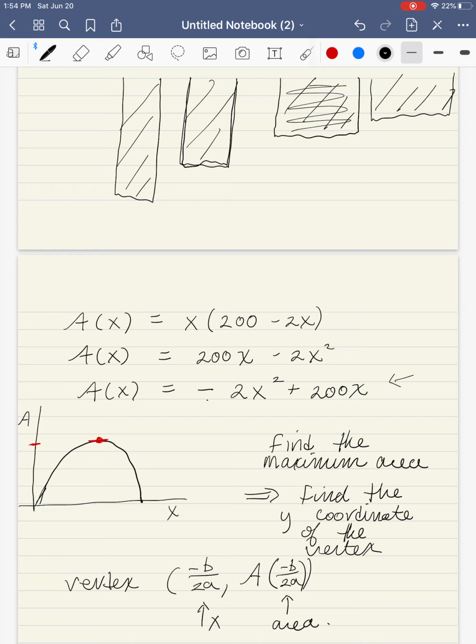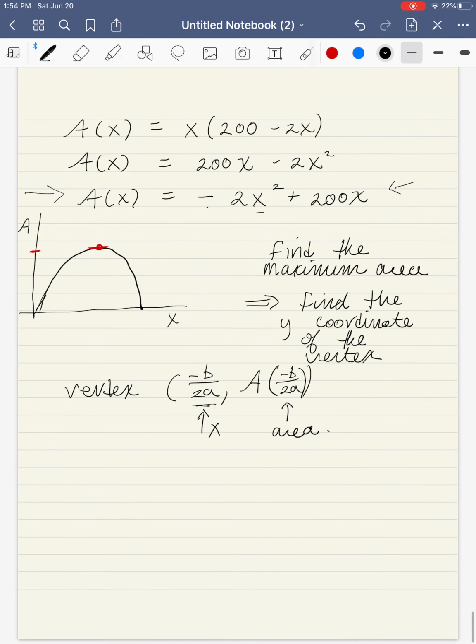So I want you to see if you can do that. I want you to look at this quadratic function, and I want you to find the x value by using negative b over 2a, and then I want you to actually find the area by plugging into the area formula that we have right here. Pause the video, do that work, and then come back to the video.